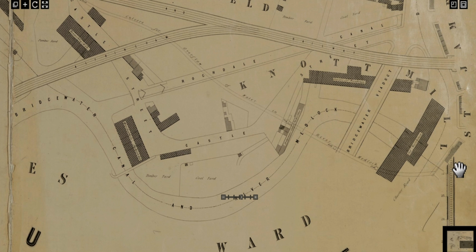This is a map from the 1800s, and it's one of the rare maps that shows the route of the Medlock diversion tunnel, and surprisingly it goes on for quite a way. It's quite a long tunnel.